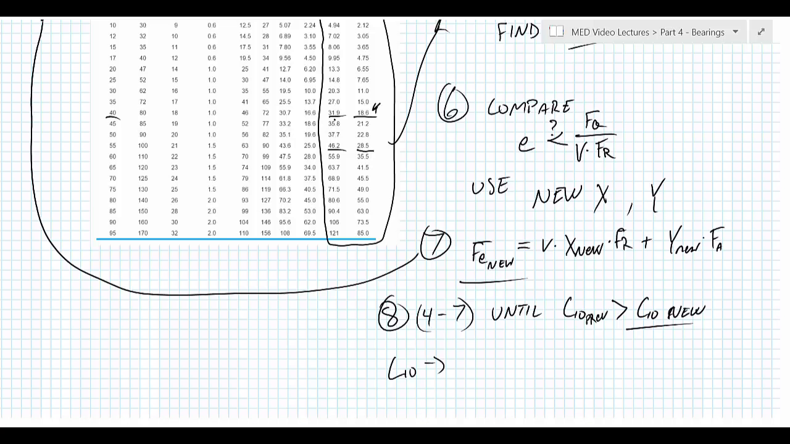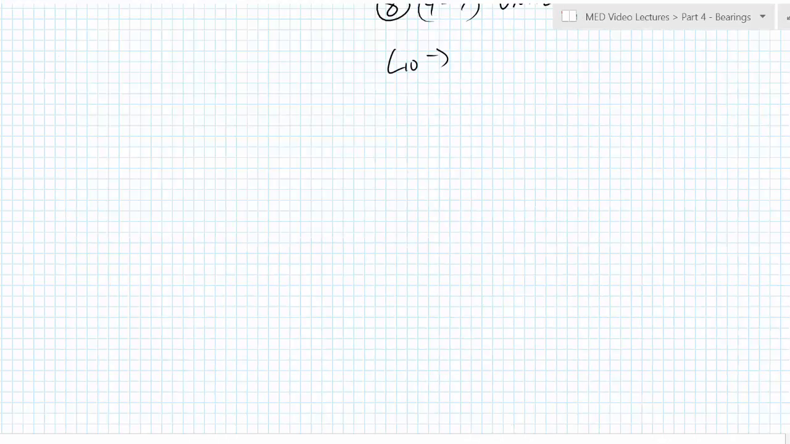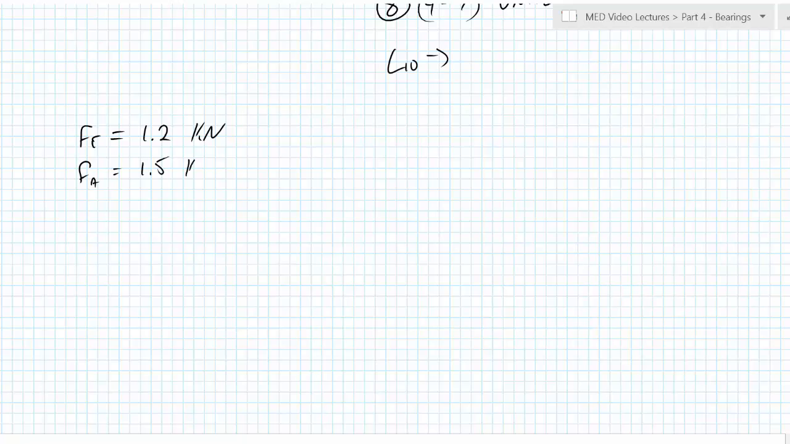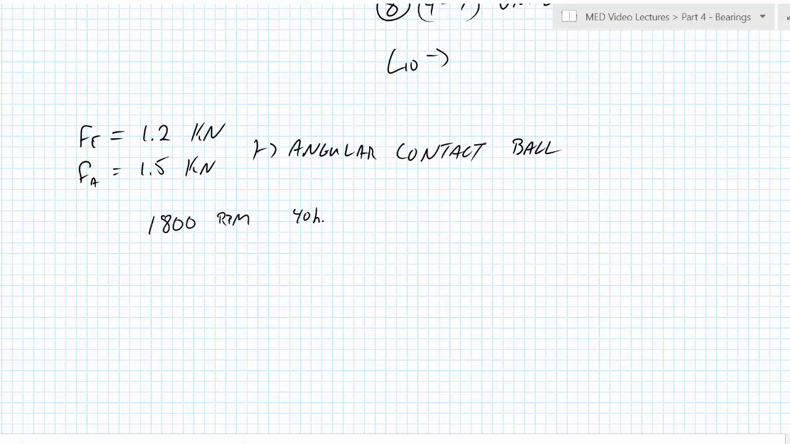All right, let's see how this works in an example. So let's find a bearing that can handle a radial load of 1.2 kilonewtons and an axial load of 1.5 kilonewtons. So we know we're going to need an angular contact ball bearing. And we want this bearing to last at 1800 revolutions per minute, to last for a 40-hour work week for 15 years.